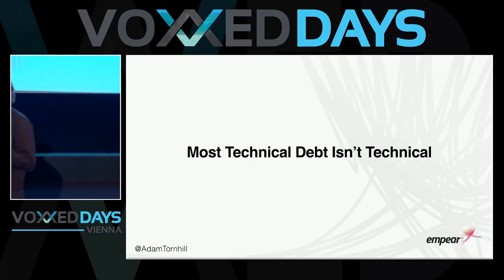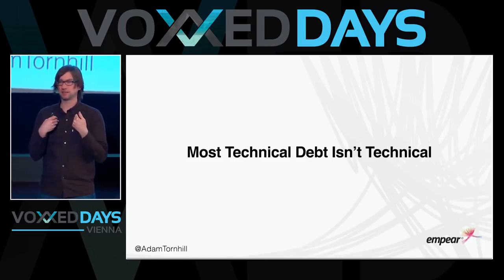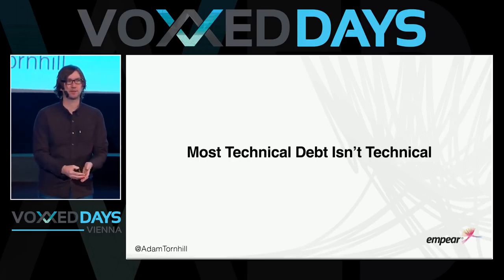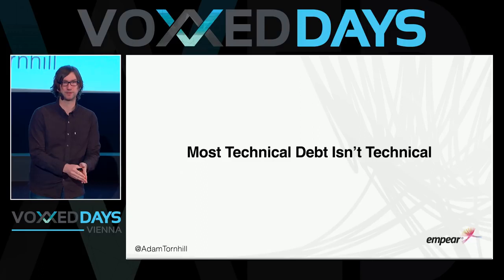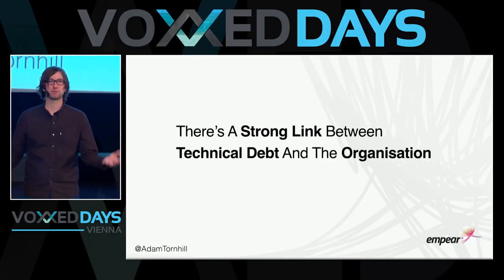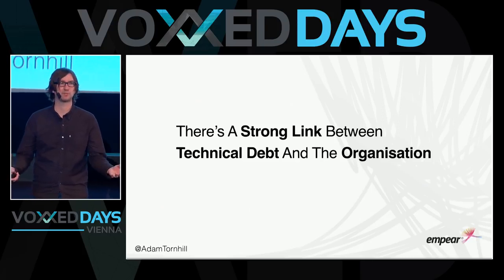But I would like to point out that I think the main reason that we keep making this misattribution is because the organization that builds the system is invisible in the code itself. And this is really, really unfortunate because there is a very strong link between technical debt and the organization behind the codebase.